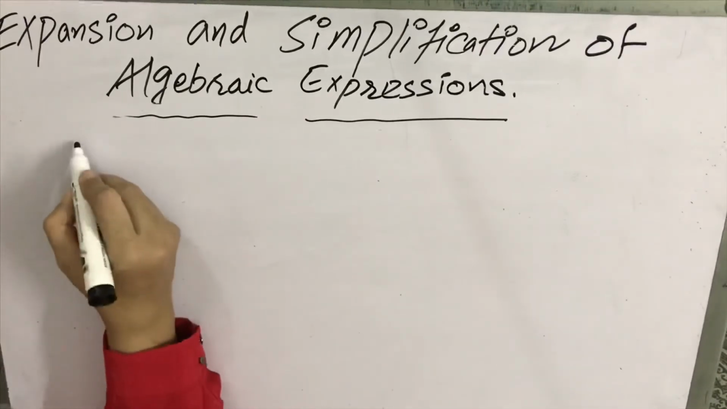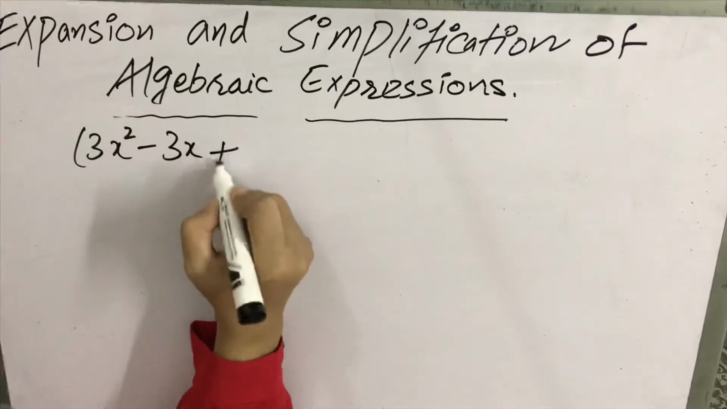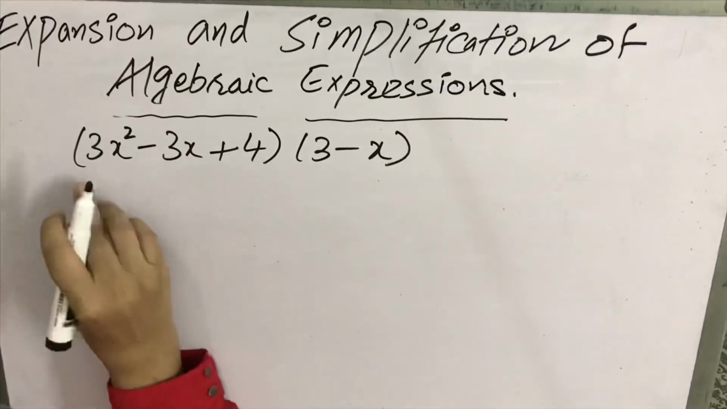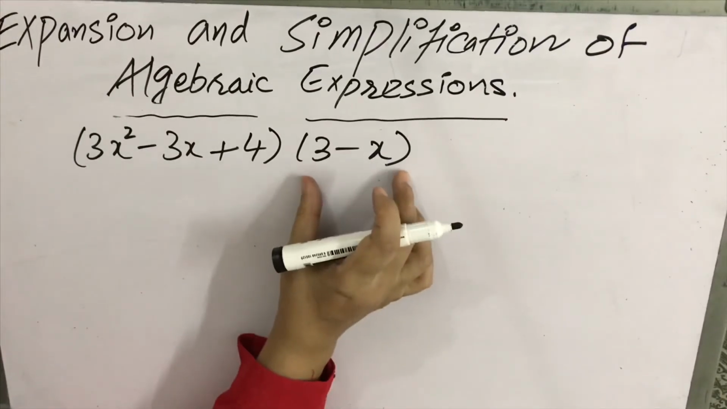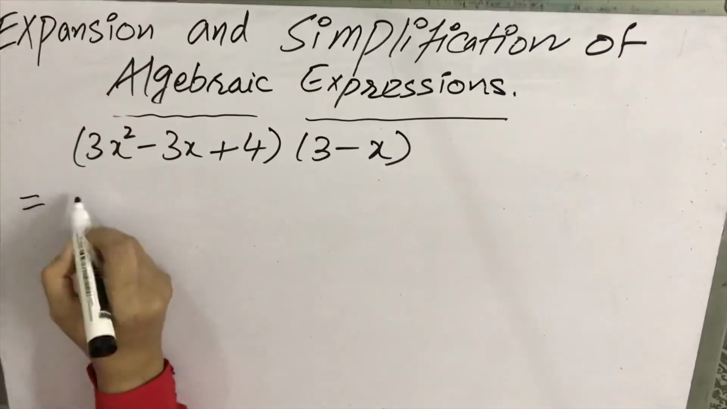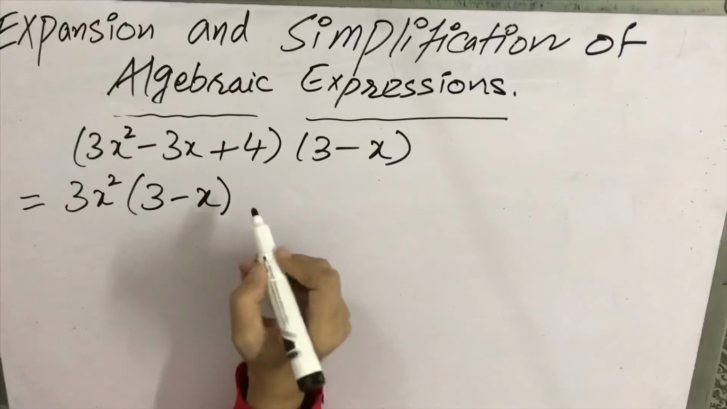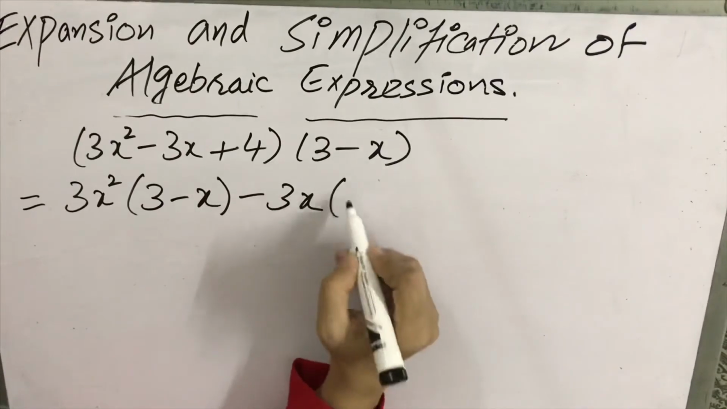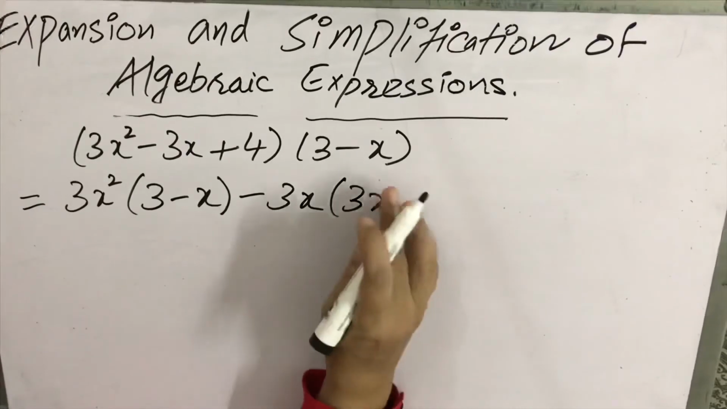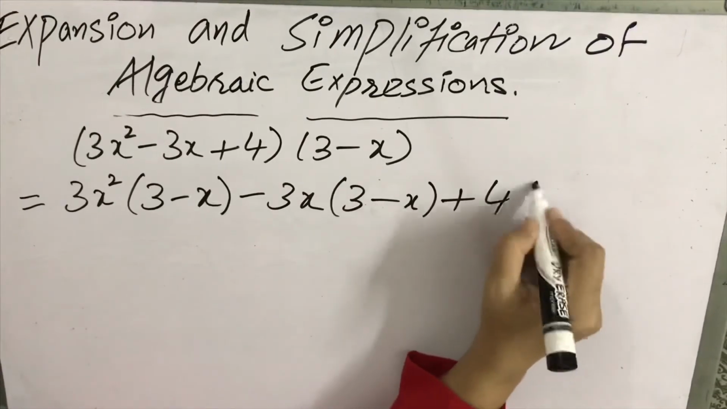Now the last question with 2 brackets, but the first bracket is having 3 terms and the second bracket having 2 terms. So we can expand this bracket taking this bracket inside, or we can take this bracket outside, this inside, doesn't matter, and I shall do it in both ways to just clear you that we can do the question in either way. Okay, minus 3x square bracket 3 minus x minus 3x bracket 3 minus x plus 4 bracket 3 minus x.